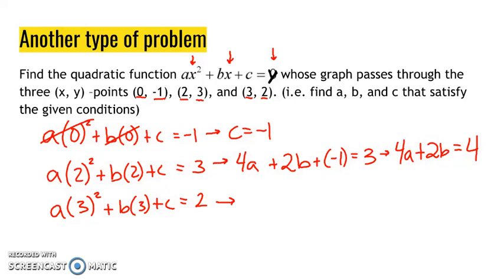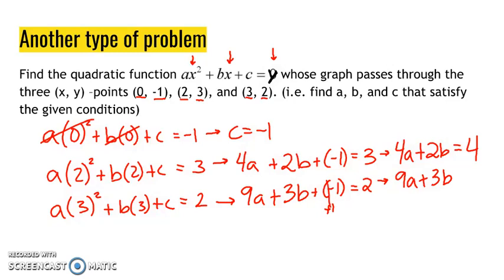I've got 3 squared, which would be 9. So that's 9a, plus b times 3, that's 3b, and then plus c. But I know that my c is actually -1, and that one equals 2. So if I simplify that again, I've got 9a plus 3b, and then again I'm going to have to add 1 to get rid of that there. Add 1 to my 2, and that gives me 3.